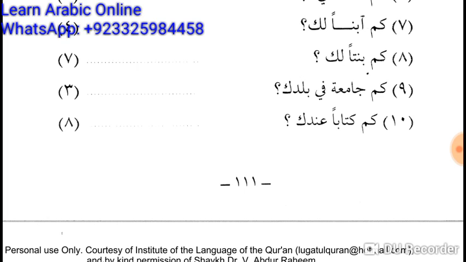كم جامعة في بلدك؟ How many universities in your country? Fihi. Balad is masculine, fihi thalathu jami'at. كم كتابا عندك؟ عندي ثمانية كتب. Okay.